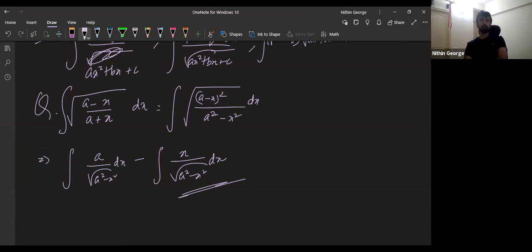Got this? In the first one, you apply the formula. Second one, put x square equal to t, or a square minus x square equal to t. Whatever is inside the root, take that as t or t square, your wish. Okay, got this?